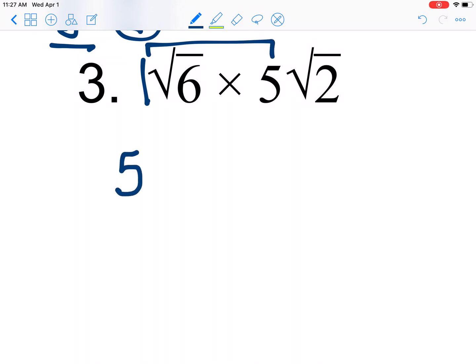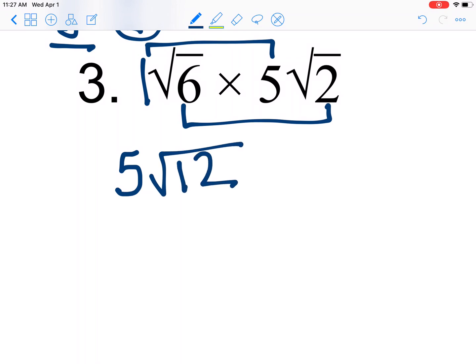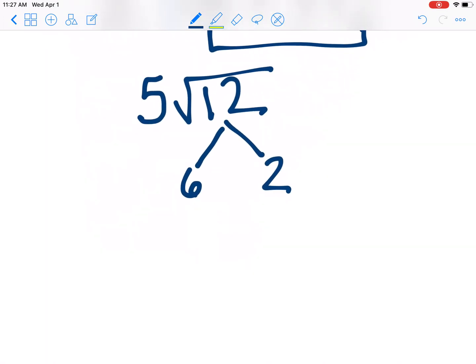Multiply what's on the outside. 5 times 1 is 5. And multiply what's on the inside. 6 times 2 is 12. Now we simplify from there. Two numbers that multiply to be 12. Let's go with 6 and 2. Two numbers that multiply to be 6. Let's go with 3 and 2.